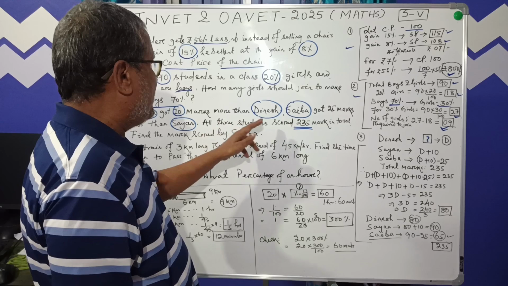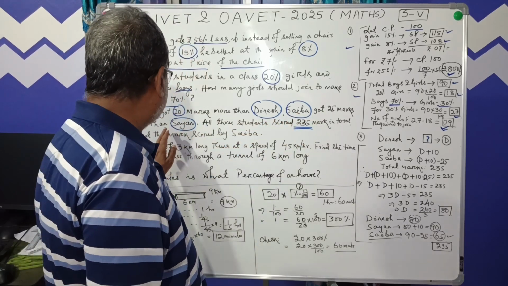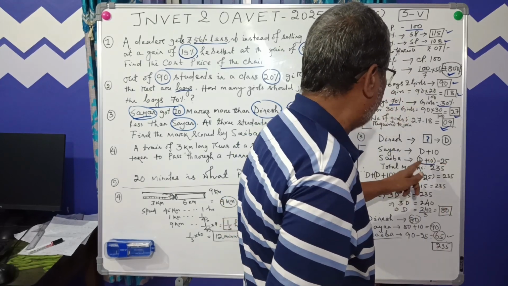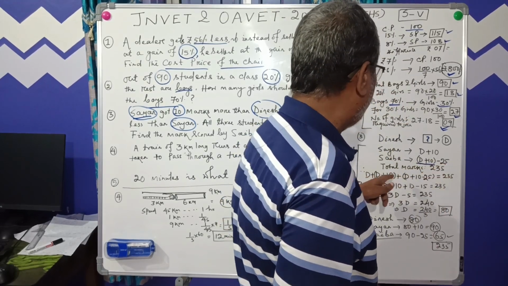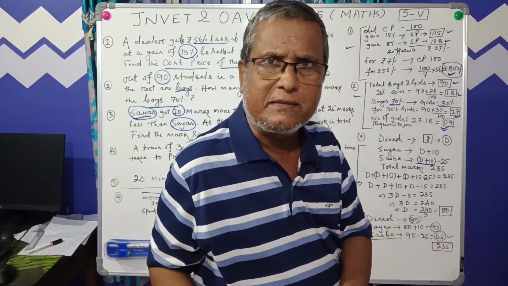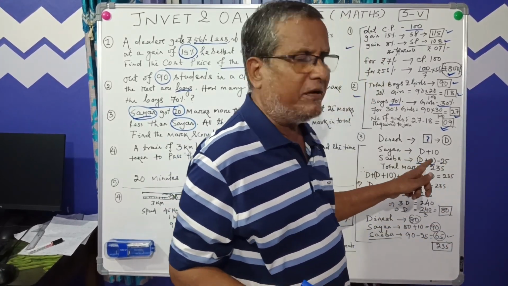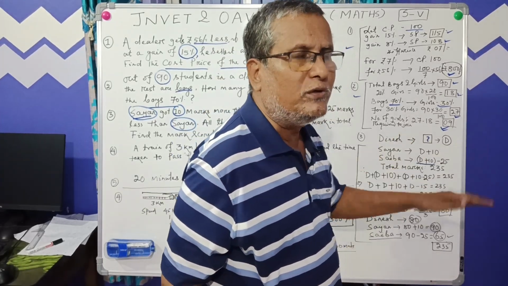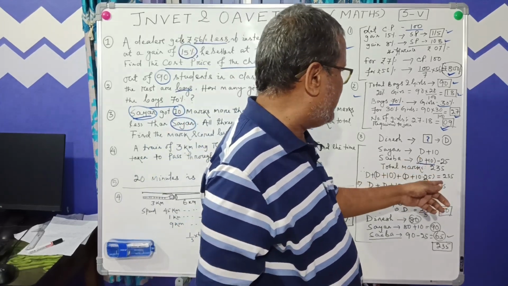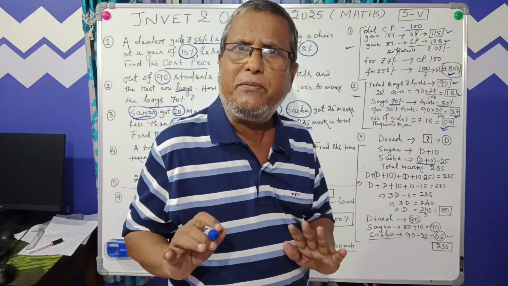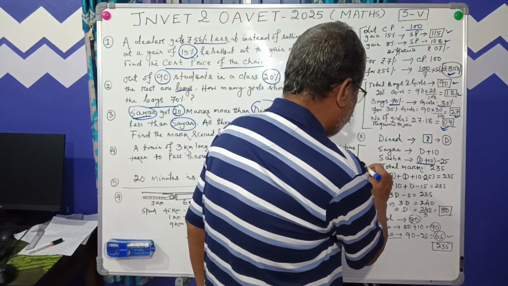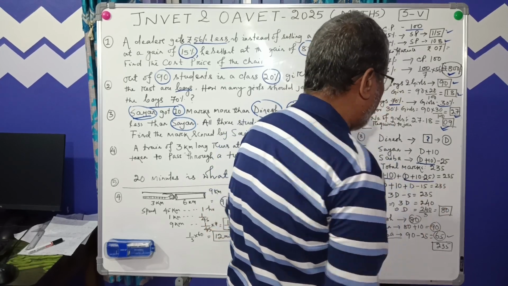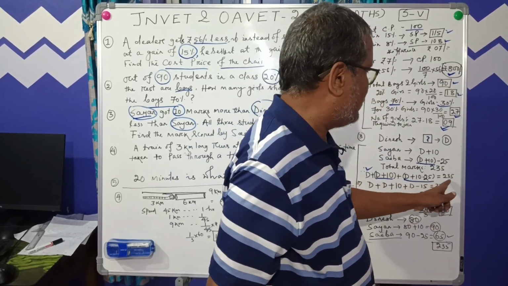And Saiba got 25 marks less than Sayan. So Saiba's mark is D plus 10, which is Sayan's, minus 25, because Saiba scored 25 marks less than Sayan. So Saiba scored D plus 10 minus 25. Now we have the marks of 3 students. Let us add, because we know the total marks, 235. So this is Dinesh D, Sayan D plus 10, and Saiba D plus 10 minus 25, equal to 235.